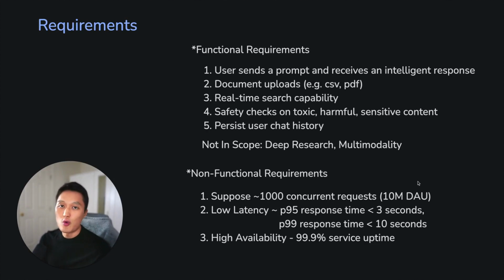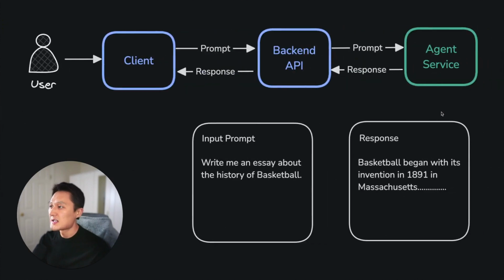Now, with those requirements in mind, the next thing to talk about is the architecture design. When it comes to the design aspect, first and foremost, let's start at a very high level. Essentially, the user sends some sort of a prompt, like what you see right here: write me an essay about the history of basketball. The user sends a request through this interface, and then this prompt gets sent to the backend API. You can think of this as an application server in general.